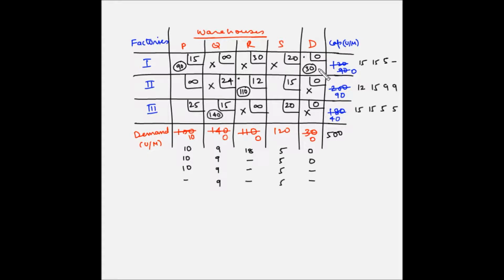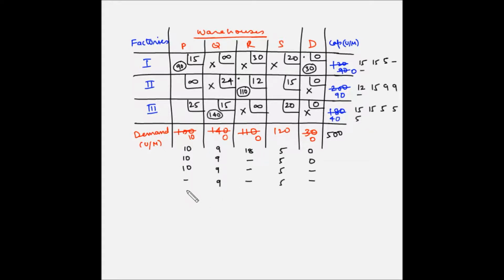So for the first row, it is already allocated, so we'll skip it. For the second row, differences between infinity minus 15. Since this is an imaginary number, we'll skip this row as well. For the third row, differences between 25 and 20, which is 5.